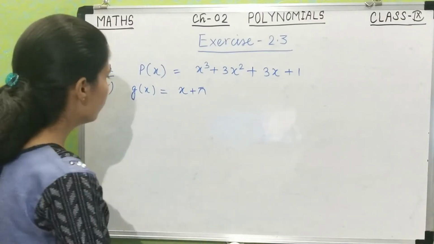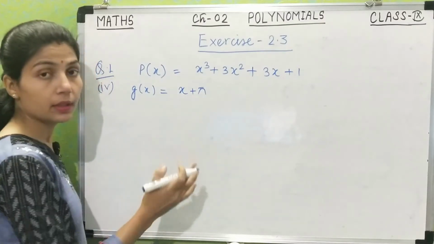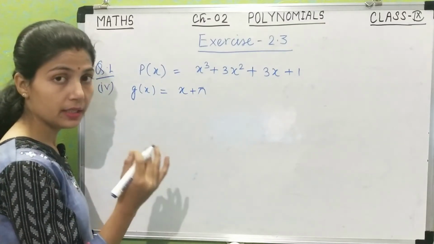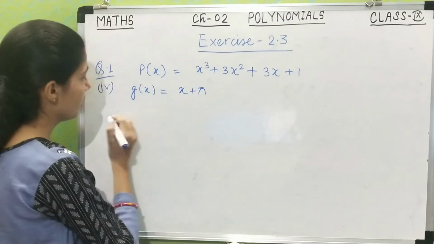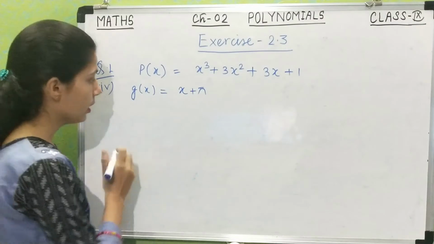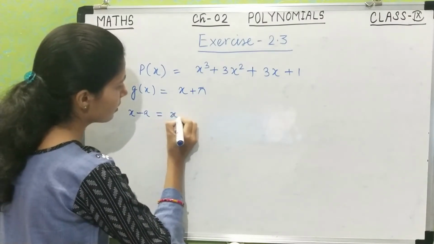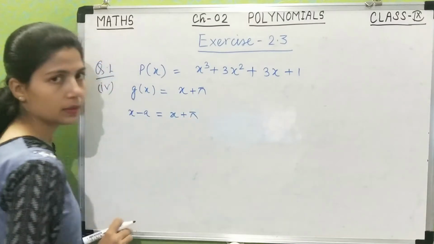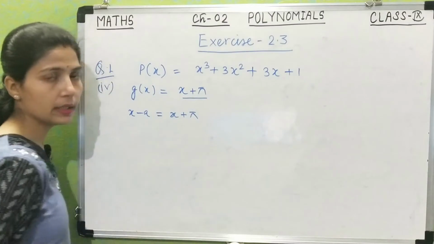Now we have the divisor, which is a linear polynomial in the form of x minus a. So first we will calculate the value of a by equating x minus a equals x plus 5. Why are we doing this? Because we need to find the value of a.